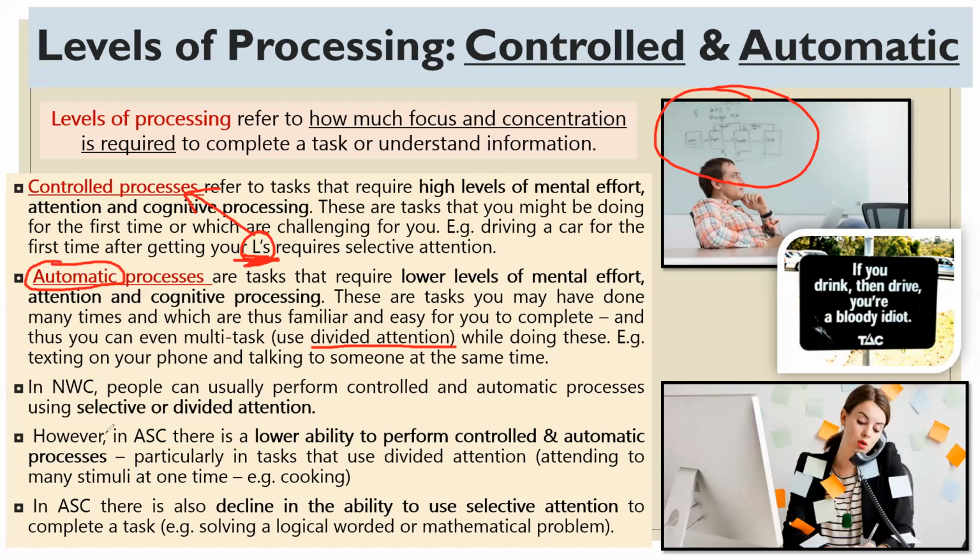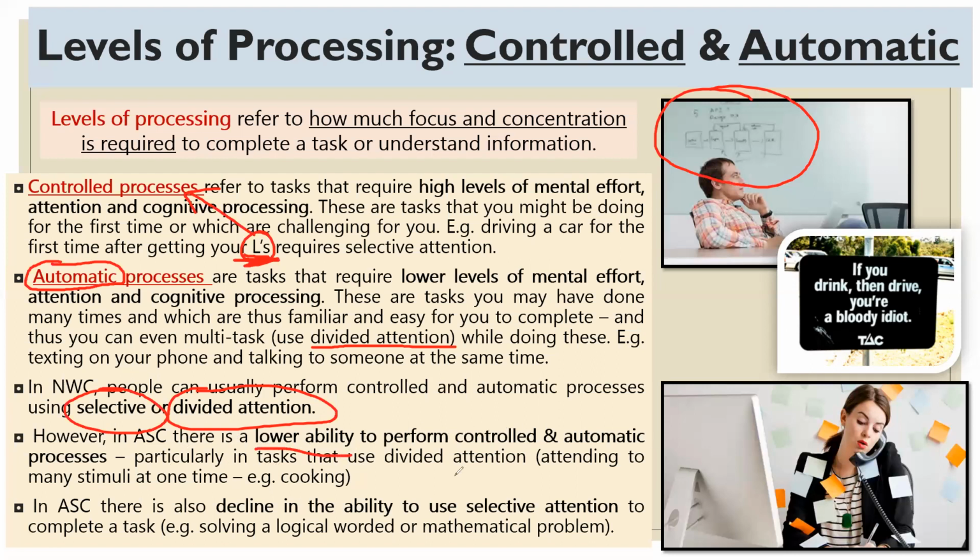Now in normal waking consciousness, which is when you're normally up, awake and alert, people can usually perform both. They can usually multitask using divided attention, and they can usually focus on a specific thing if they have to. However, if they're in an altered state of consciousness, for example, if they're drunk, under the influence of drugs, daydreaming, or drowsy, there's going to be a lower ability to perform controlled and automatic processes.